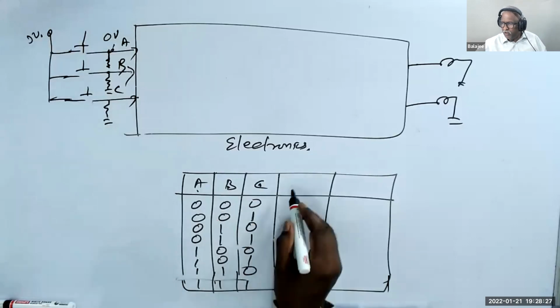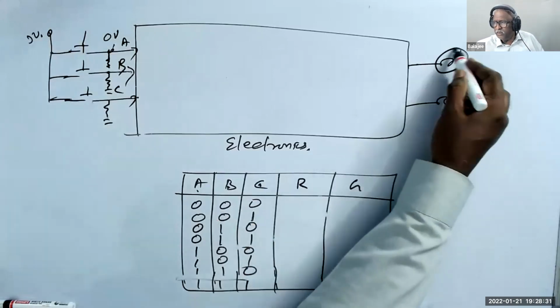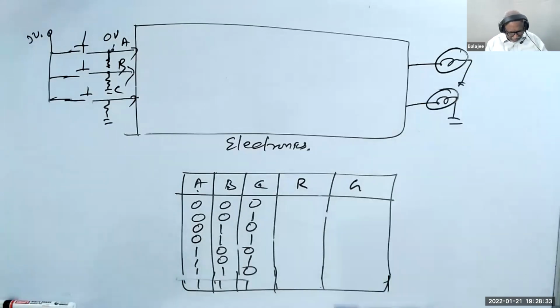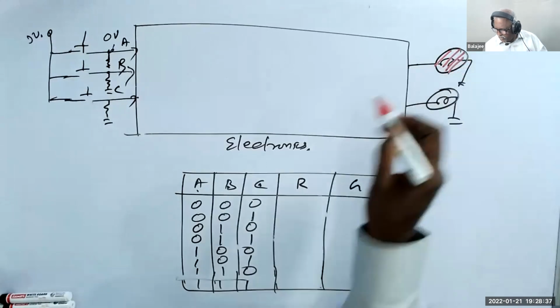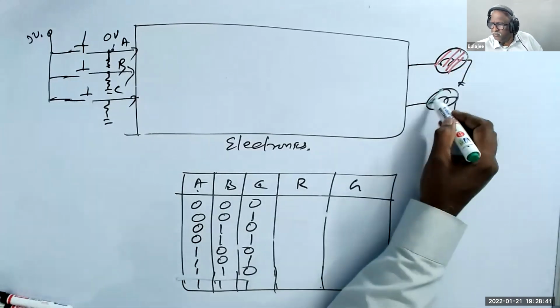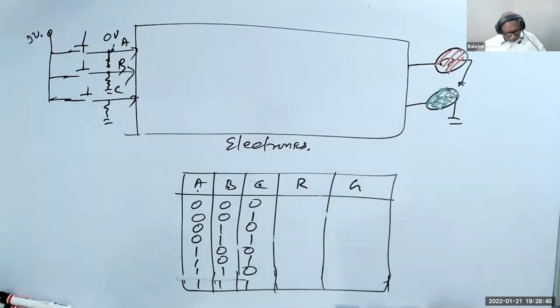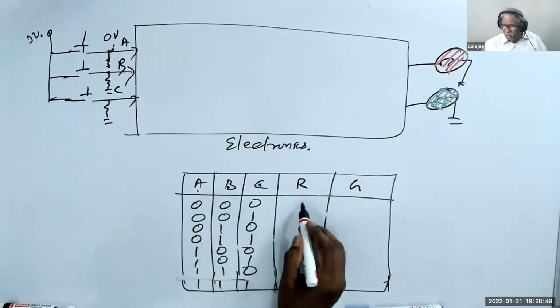Now, this output, red and green. This is red and this is green. Let us make it as the color itself here, red bulb, and this one is green bulb. One is green bulb, other one is red bulb. Okay. Now, when all are off, both are off.